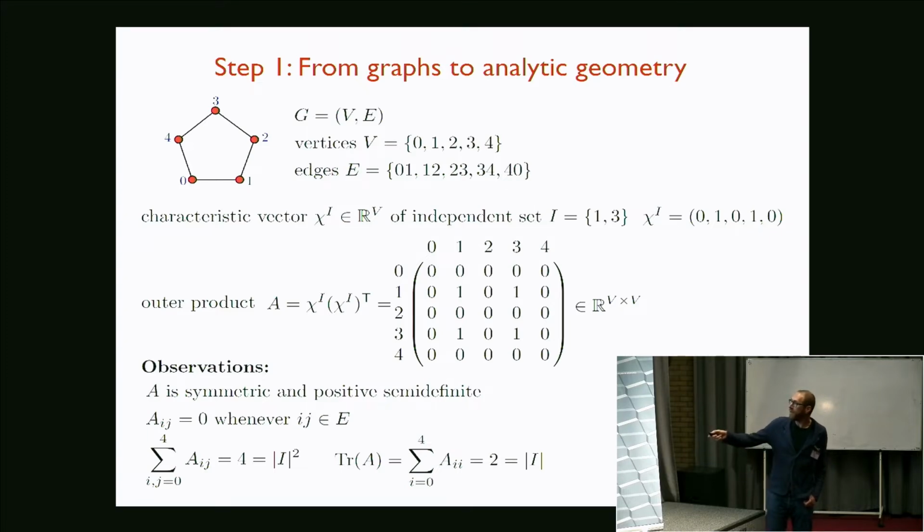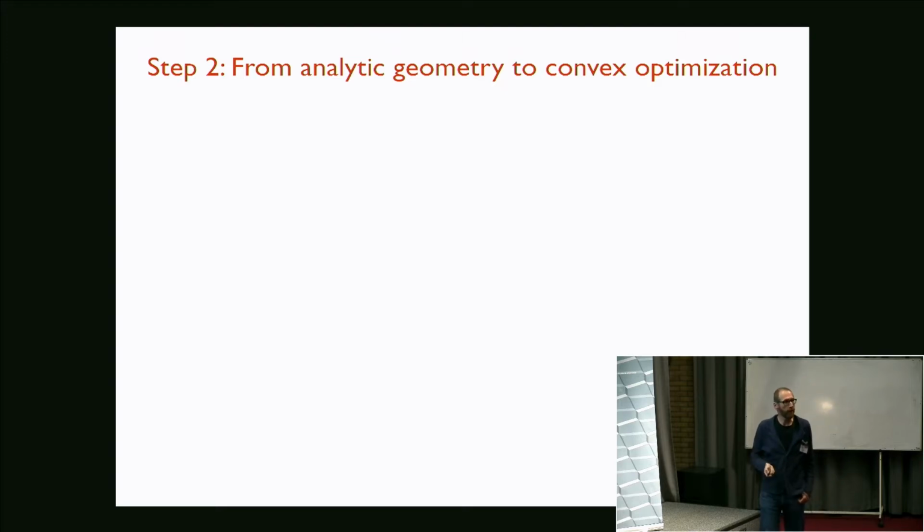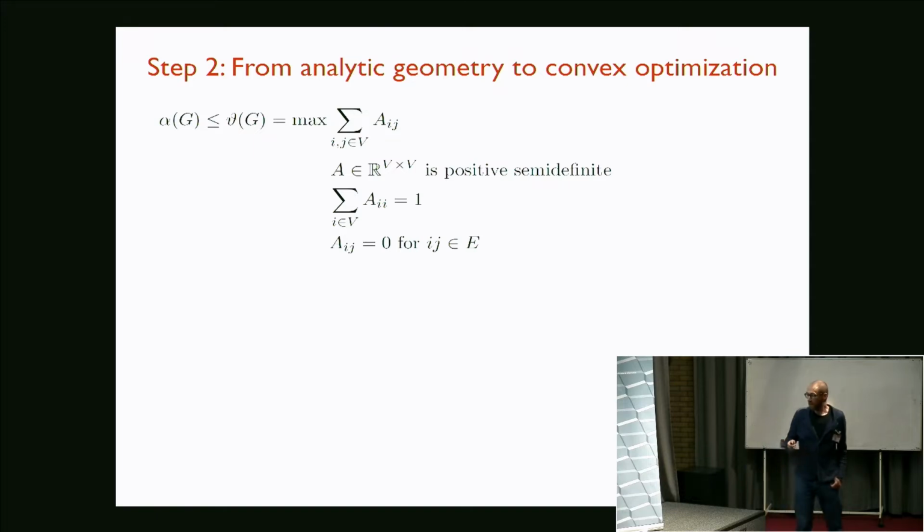Okay, and these 4 observations, we will just use them now, and we will forget that this A was coming from an independent set. We are just using these 4 observations to come up with a formulation of the theta number, which upper bounds the independence number. So we go from analytic geometry to convex optimization to semi-definite programming. We just saw that alpha is upper bounded by theta, and theta of G, the theta number, is this maximization problem, where you just use the observations I had before without really assuming that A came from the construction of the characteristic vector of the independent set times its transpose. Because we don't require that A came from this construction, we have an upper bound for alpha. And that's the theta number of Lovász.